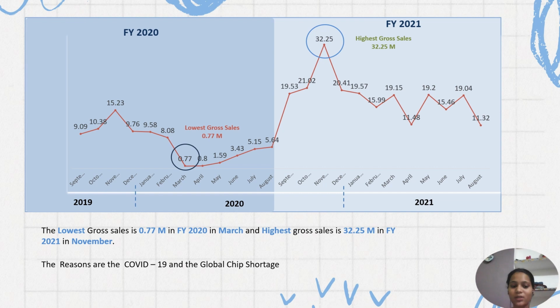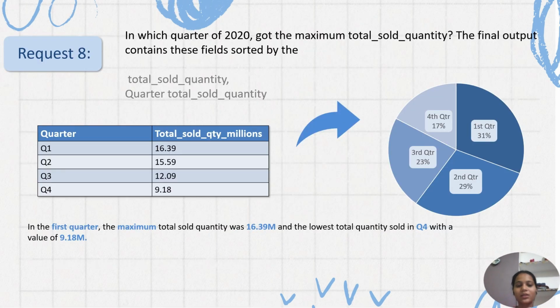And the reason is also COVID-19. Everything is locked down. We're not manufacturing, laborers are not coming to work. Everything is locked down. So this is also the reason for the lowest gross sales. Now let's move to request number 8.